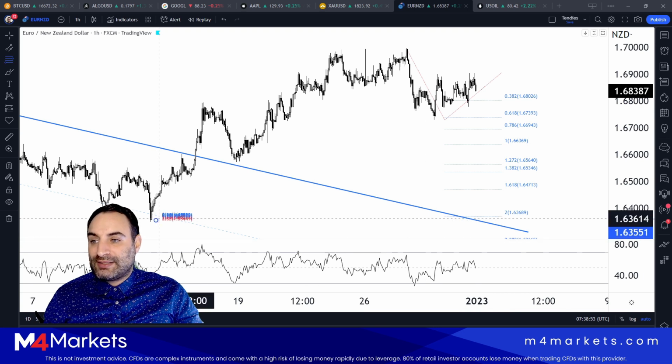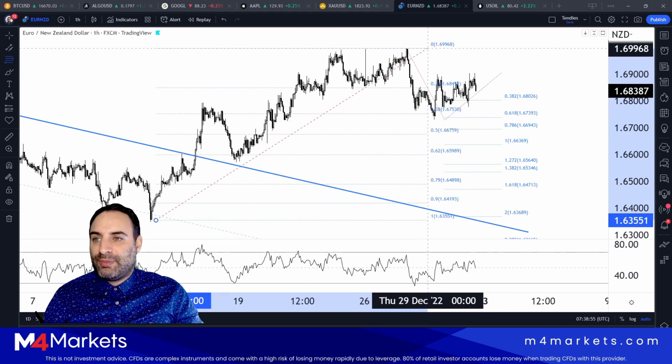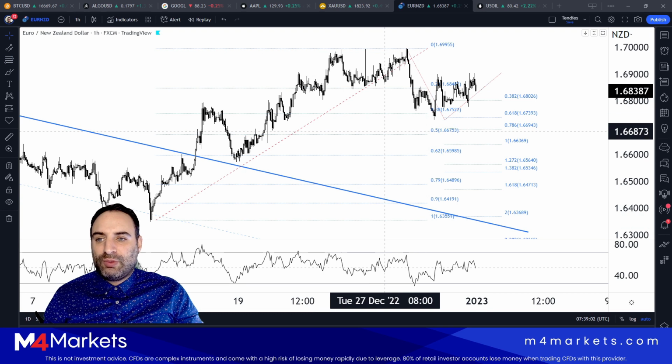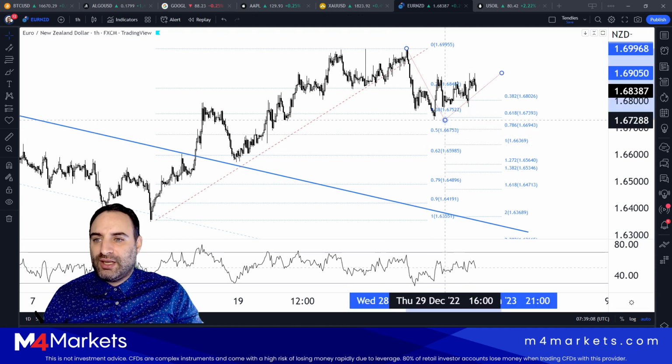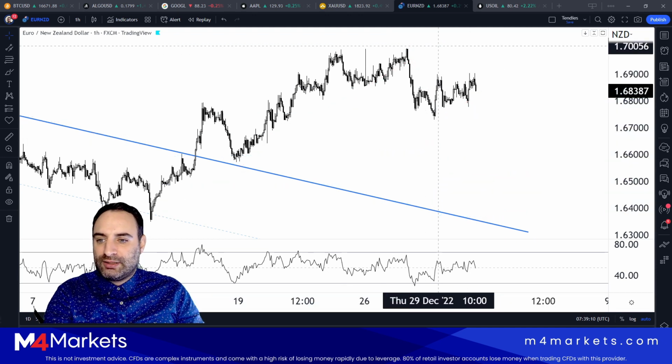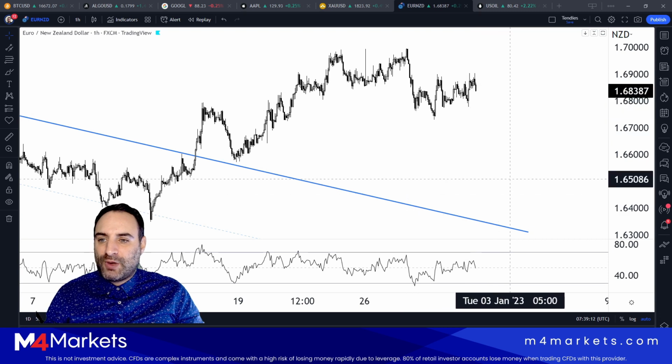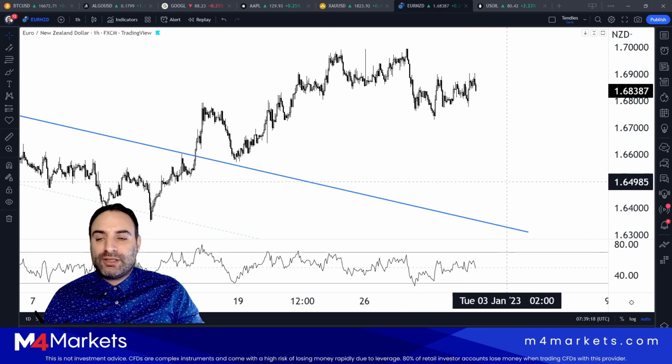Maybe there is a cluster somewhere. If there is a cluster, this is even a better idea. 167, okay, it's just an approximate, but keep these levels in mind, because in my mind it looks like this has one more leg to the downside before we make any longer term decisions.